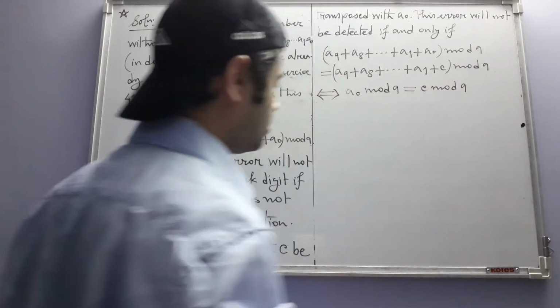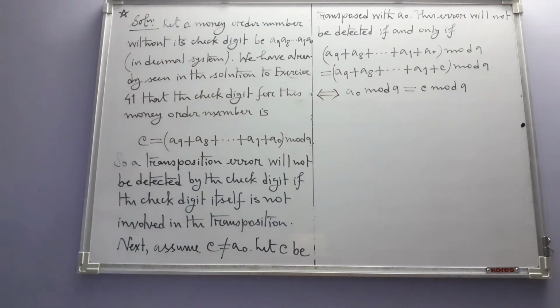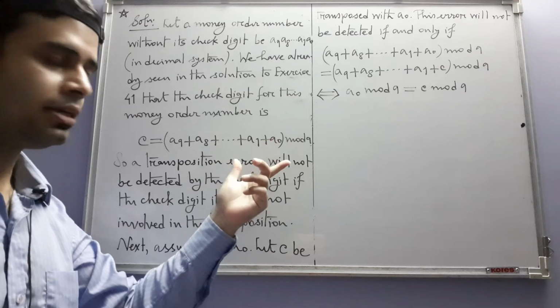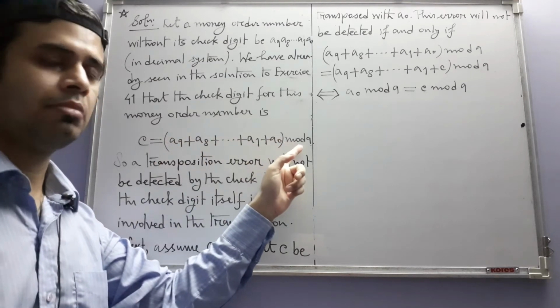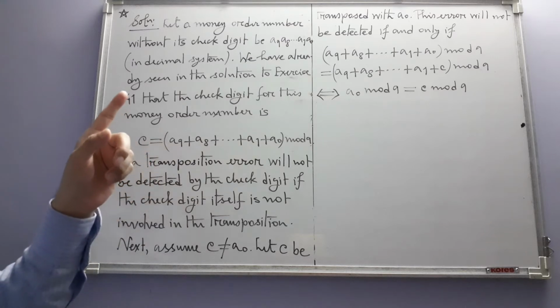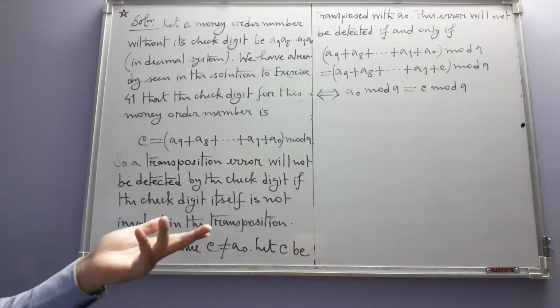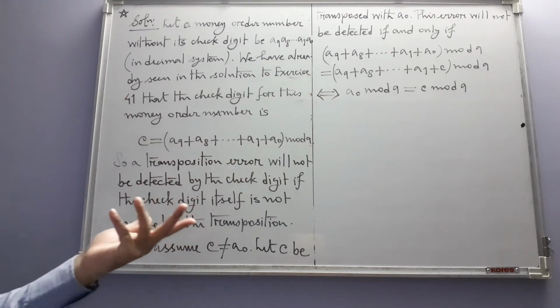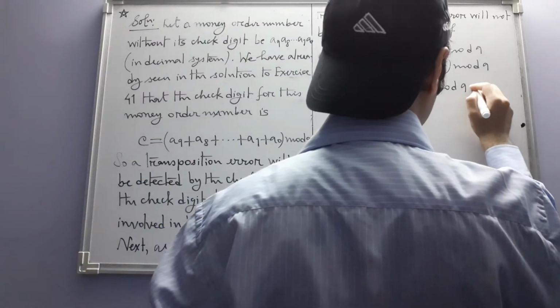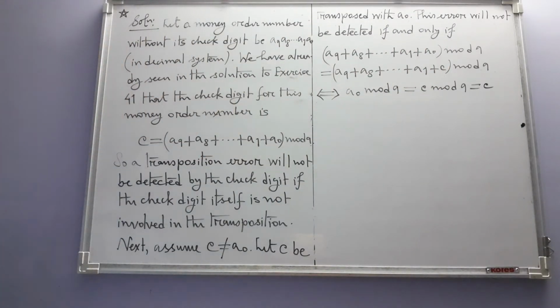C mod 9. Now note one thing, that C is the remainder when you divide this sum by 9. That means C has to be strictly less than 9, and C is a non-negative integer. So C mod 9 is actually nothing but C itself.